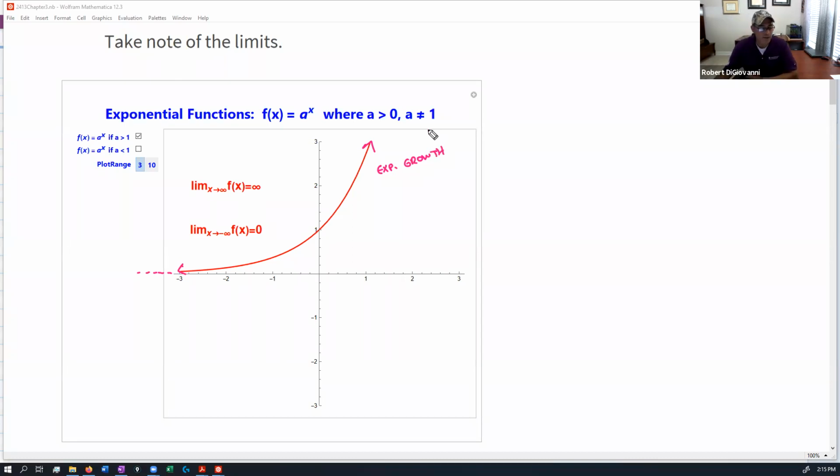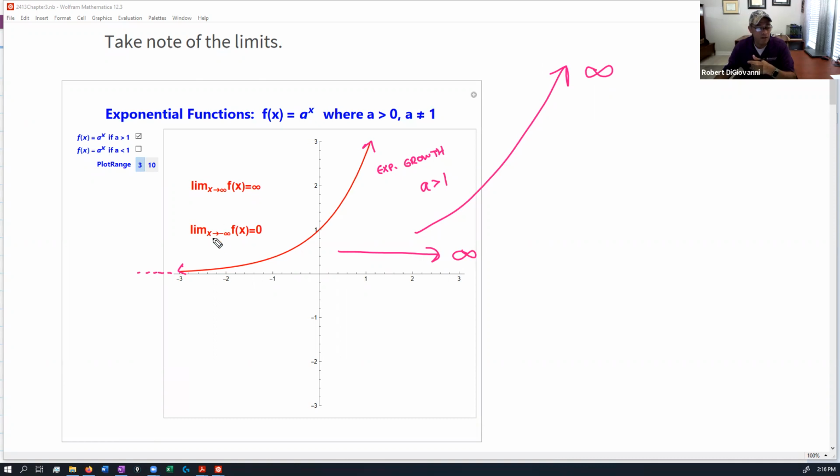Exponential growth happens whenever a is bigger than 1. So if your base is ever a number bigger than 1, then you're going to have this sort of growth. What we want to do is look at it from the perspective of calculus now. If I ask you to look at this function and tell me what the limit is as x goes to infinity, you would say, okay, well, as I go to the right, to infinity, the function is taking off to infinity, right? So with exponential growth, the limit as x goes to infinity of the function is infinity.